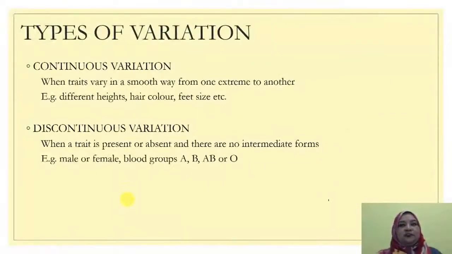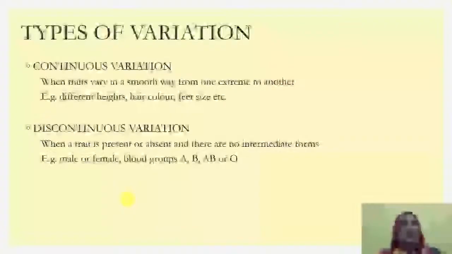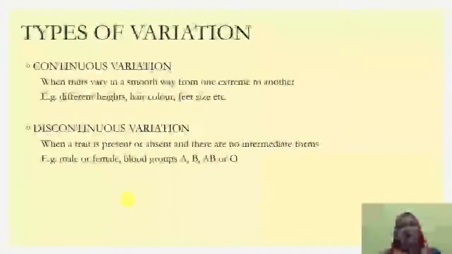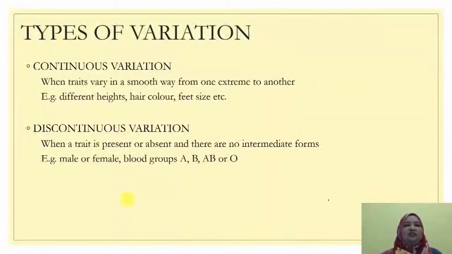There are 2 types of variation. We get continuous variation and discontinuous variation. So if we were to line up 1,000 people from small to big, you would see there are different sizes. There are so many different sizes from the smallest to the biggest person. This is continuous variation where the traits vary in a smooth line. So you can basically draw a line from the smallest to the biggest, from one extreme to the other.